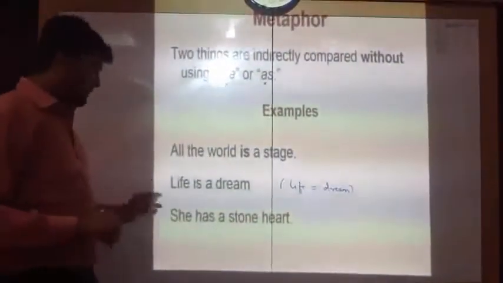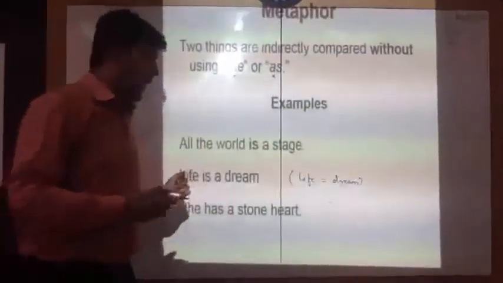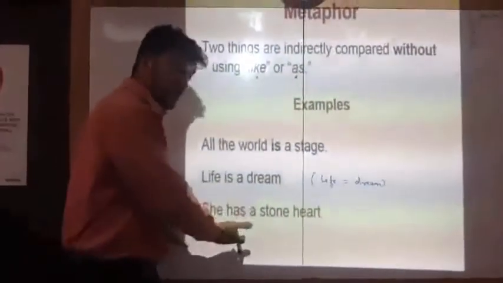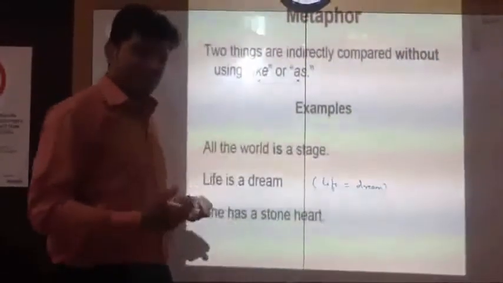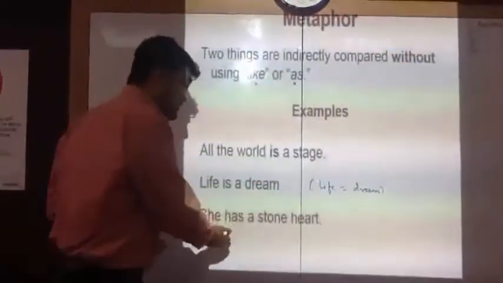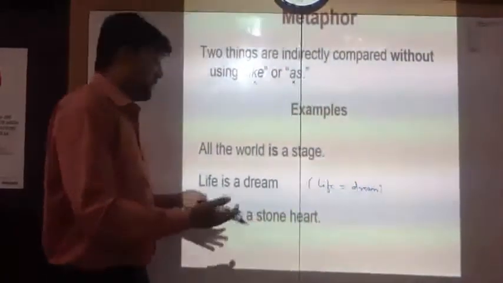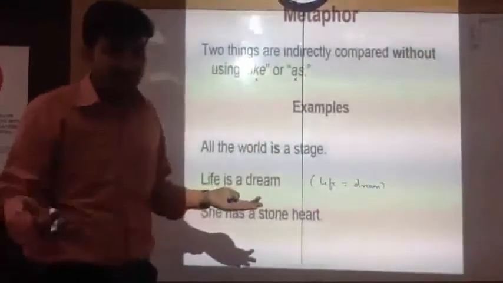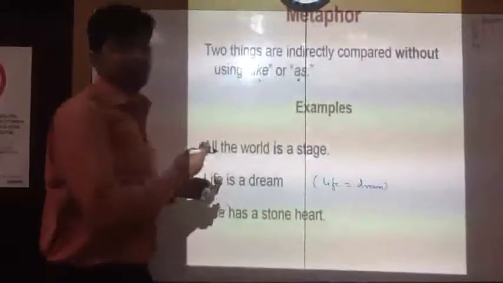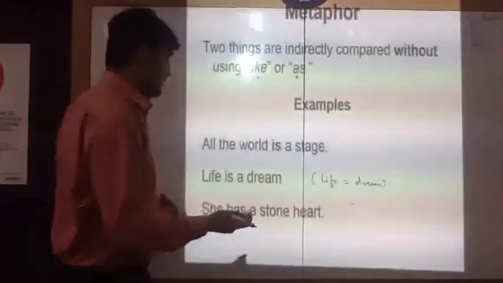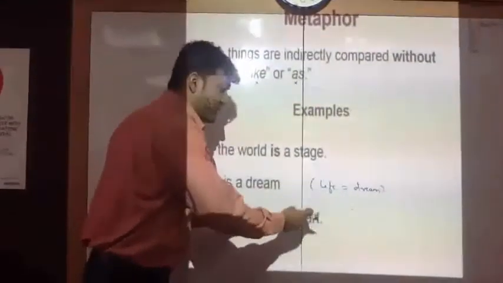Similarly, she has a stone heart. Now, are you really going to check the literal meaning, she has a stone heart? No. You're going to check for a figurative device. So, she has a stone heart. Means what? That she is very rude or she is very kind? No, she is very rude. And there is once again a comparison, an indirect comparison. Her nature is compared indirectly with a stone heart. Is that alright? Yes.